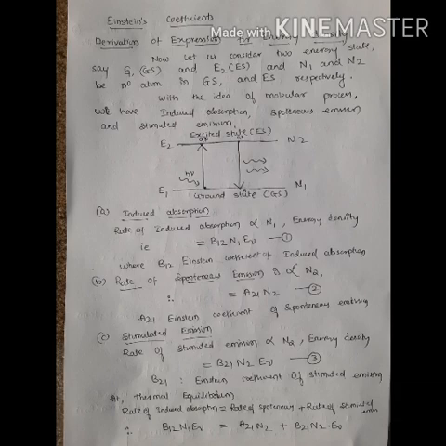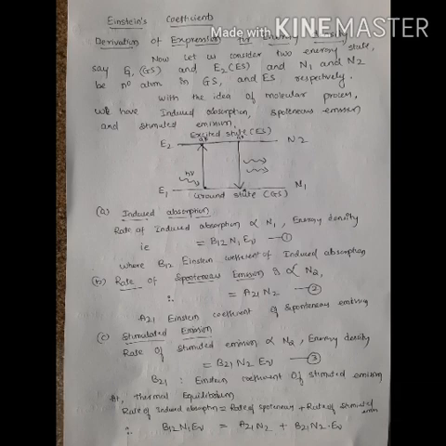By equating the proportionality constant, we will get equation 1 as B12 N1 into E mu, where B12 is nothing but the Einstein coefficient of induced absorption, where the 1 2 stands for transition from ground state level to excited state, and E mu is the energy density.